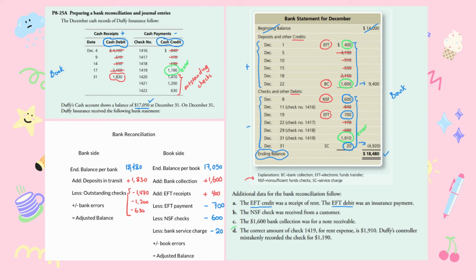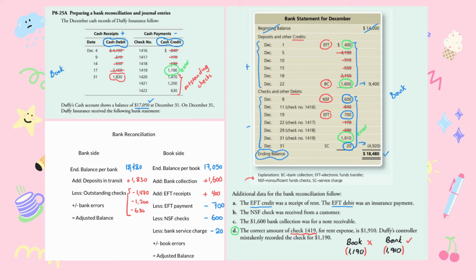If you read note D, he said the correct amount of check 1419 for rent expense is 1,910. Okay, and the controller mistakenly recorded the check for 1,190. Controller means the accountant. Okay, so it's what? It's a book error. It's not a bank error, because he said the correct amount is 1,910. So the bank amount is correct and the book amount is not correct.